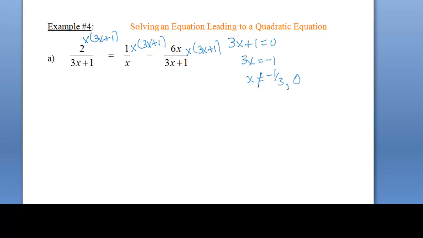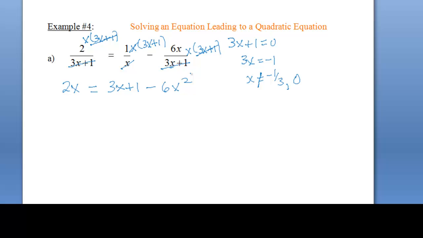So as we did in the past problems, we go ahead and reduce. So 3x plus 1 and 3x plus 1 reduce, leaving us 2 times x, which is 2x, equaling the x reduce to make it 1 times 3x plus 1, or just 3x plus 1, minus, and the 3x plus 1 and the 3x plus 1 reduces, leaving us with a 6x squared. Notice now we have a quadratic equation.